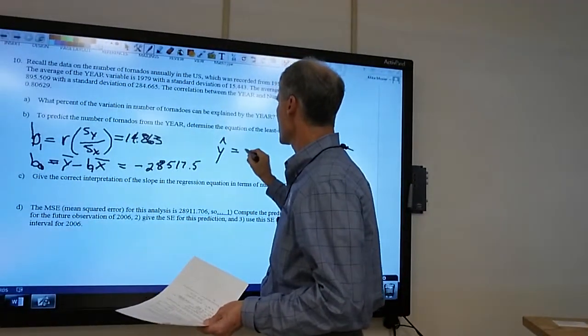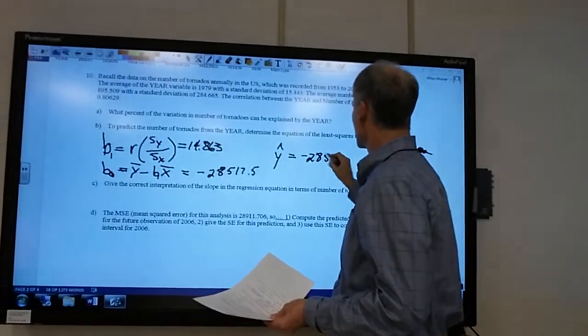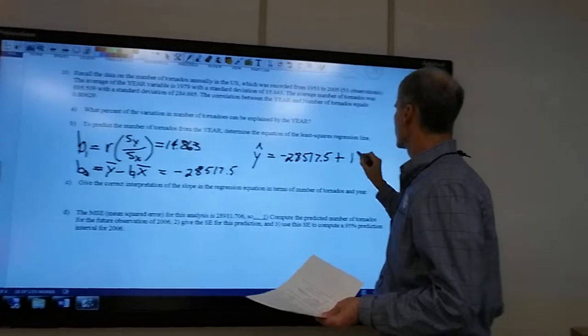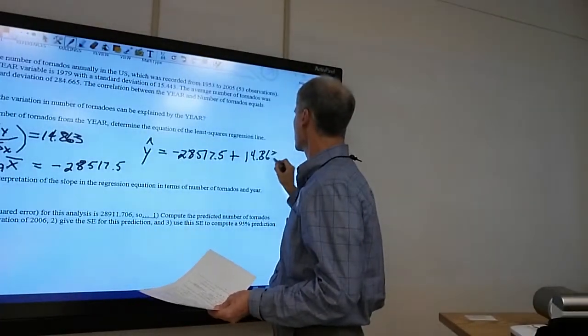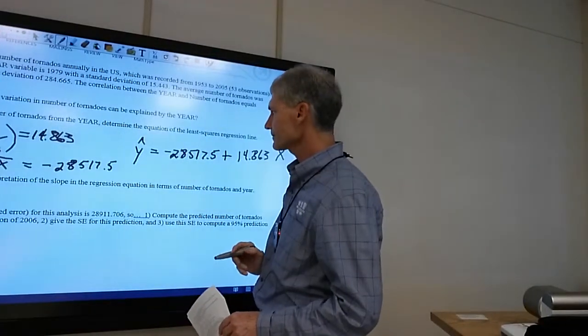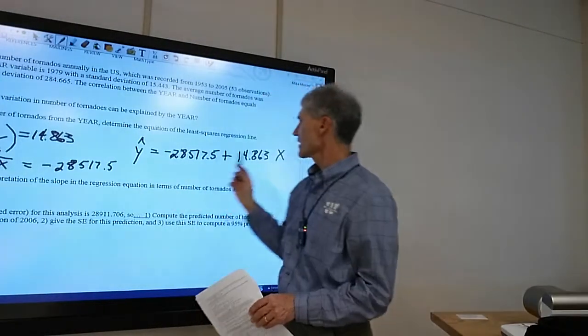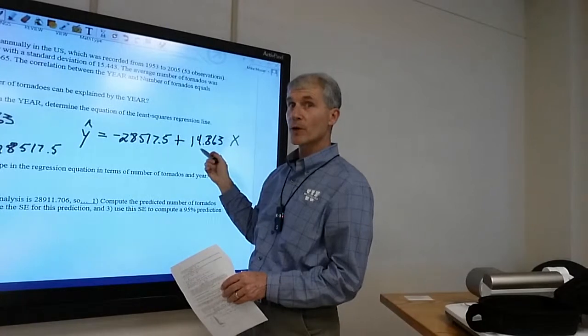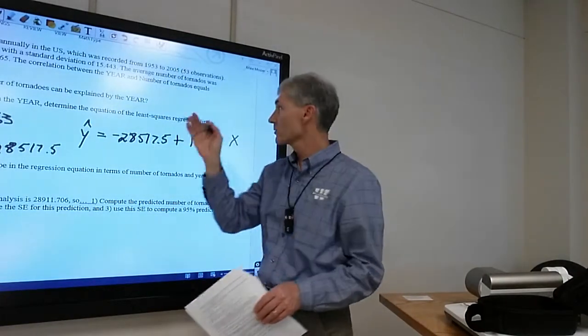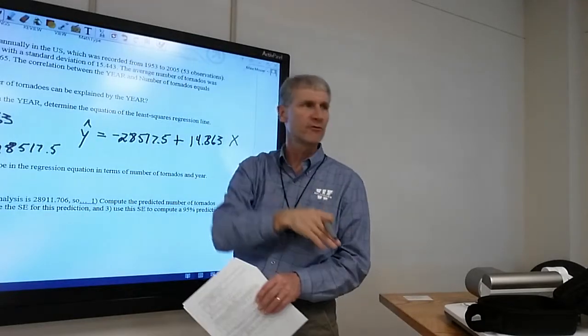So it's just y hat is negative 28,517.5 plus 14.863 x, and x is year, right? So give the interpretation: that's how many more tornadoes you expect every year. Every year we get about 15 more tornadoes than the year before.